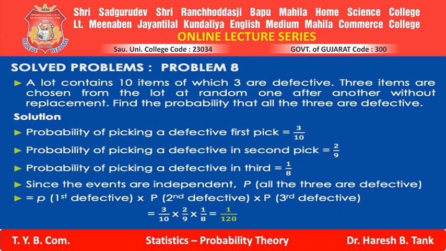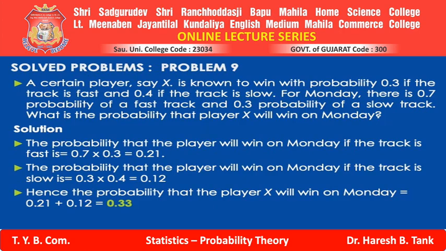Let us have one more example. A certain player, say X, is known to win with probability 0.3 if the track is fast and 0.4 if the track is slow. For Monday, there is 0.7 probability of a fast track and 0.3 probability of having a slow track. What is the probability that player X will win on Monday?